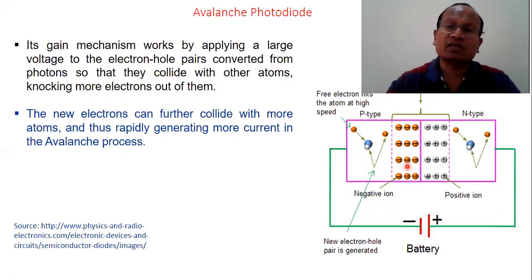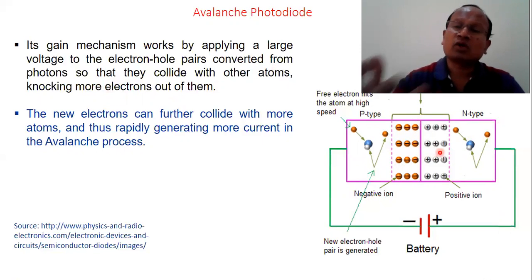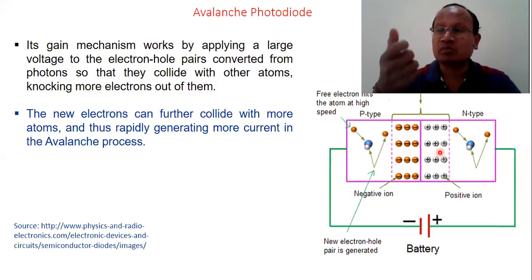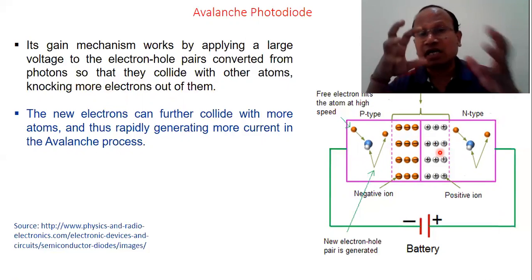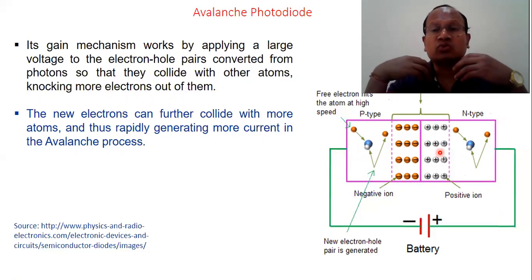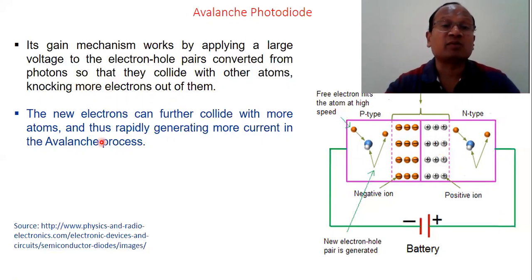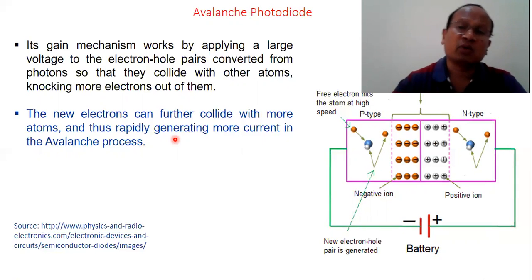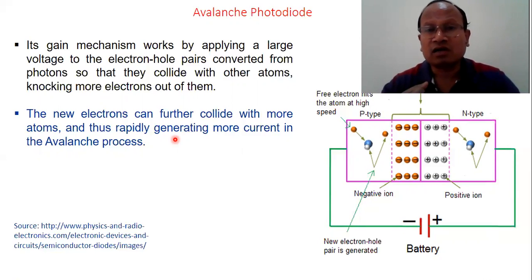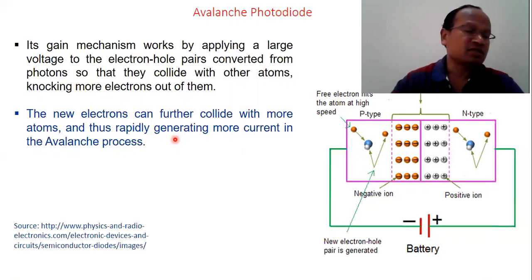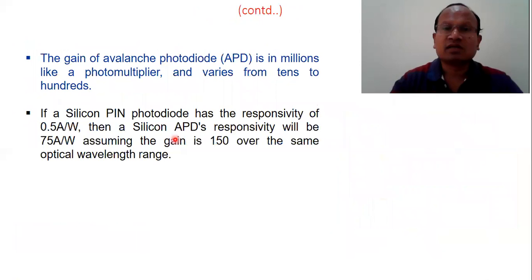The holes and electrons collide with the constituting atoms, you can say parent atoms, and this is how they release energy, and that energy again helps to emit more carriers. The new electrons can further collide with more atoms, and this process keeps repeating. This is how in the avalanche process we get a huge amount of carriers that can flow at good speed in the electrical circuit, and that constitutes the electrical current.